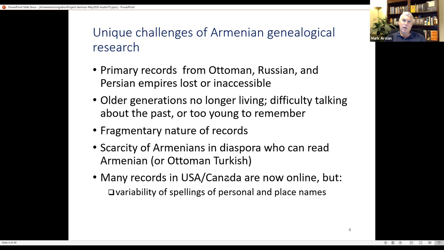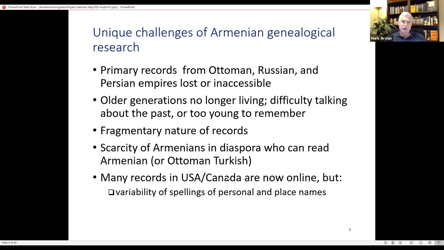Some of them were very young when the genocide happened, so they had very little memory of the family members that were there. The records that are available are very fragmentary. When I started this, there was really nobody who had done a systematic collection of the Armenian sources in America or elsewhere. And now we're starting to see some action in places like France, where they're starting to pull the same kind of thing together. Again, there aren't a lot of Armenians in the diaspora who can read Ottoman Turkish. A lot of you can read Armenian. I cannot.